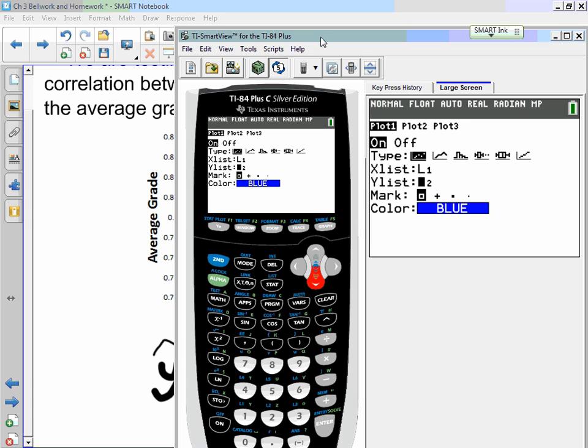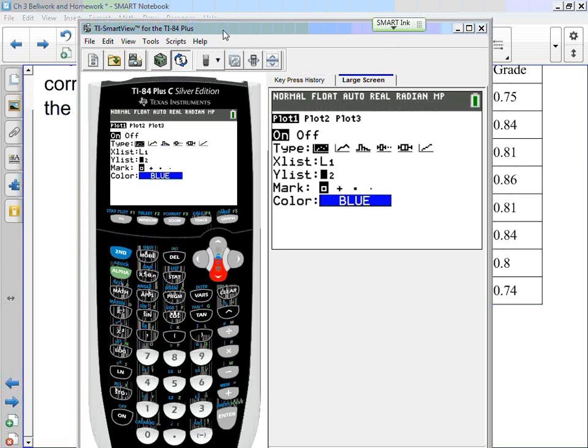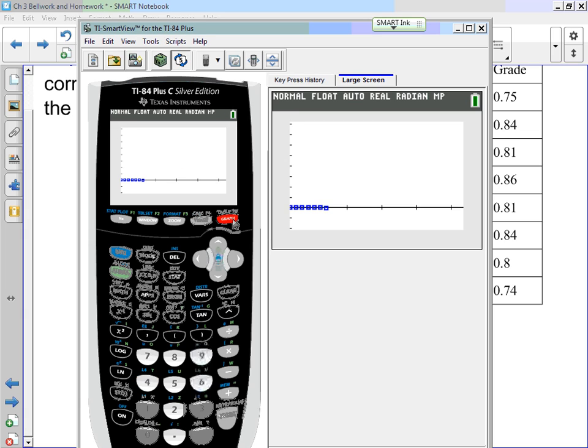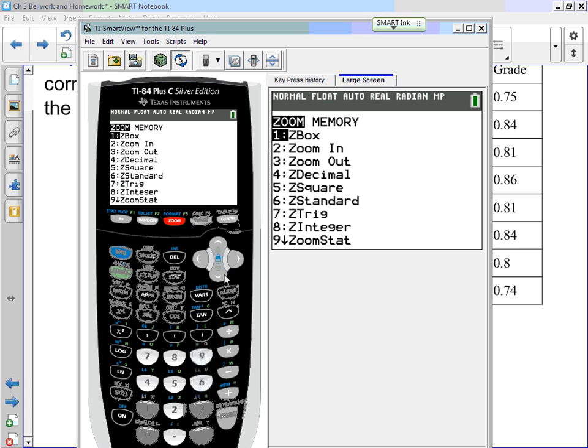Now, what column did we put our residuals in? I believe that was L4. Correct me if I'm wrong. I've been wrong a lot here today. So my x is still going to be L1, my x values, and then I'm going to put my residuals in. Then if I graph this baby, graph it, and then I probably want to go to zoom. Zoom stat is a really good one, press 9. Now check that out.